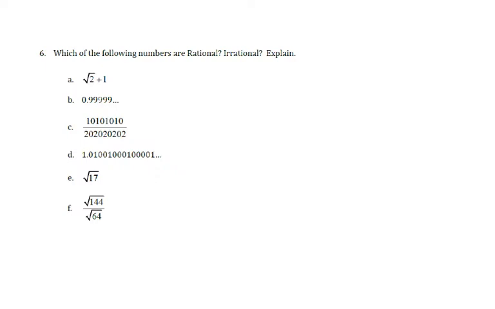Okay, let's look at these and decide which of these numbers are rational and irrational. This is an irrational number plus a rational number, so this one is irrational. You with me? We could write it this way. It's the same number.